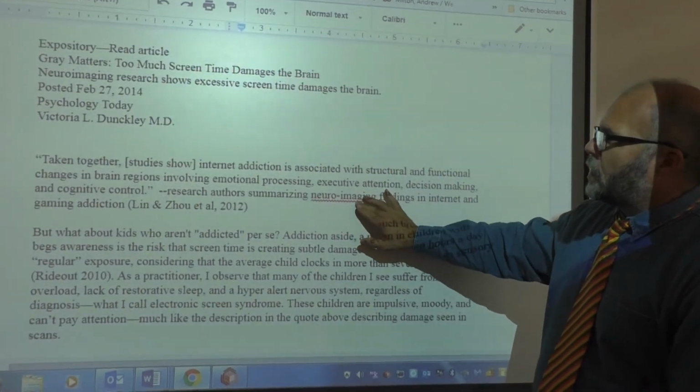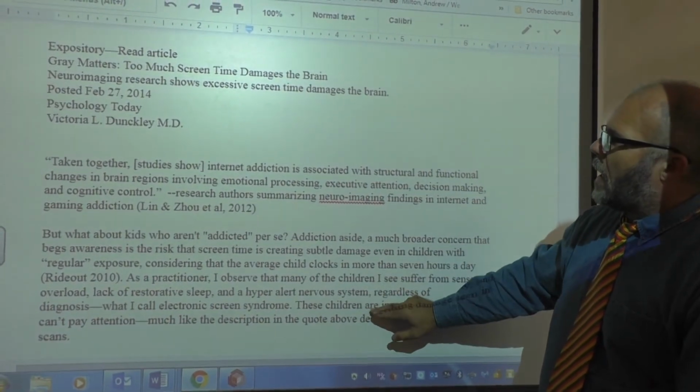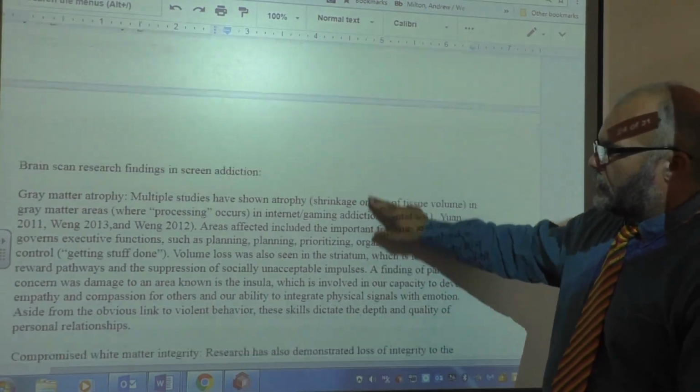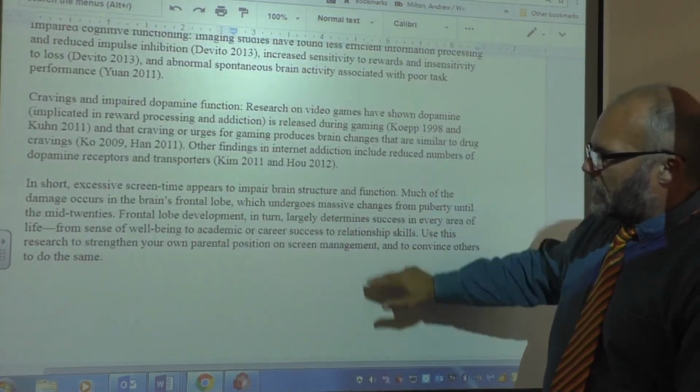Back in another expository article to read about how screen time is bad for your brain, what it does to your neurology. So if we read that there, do the same thing.